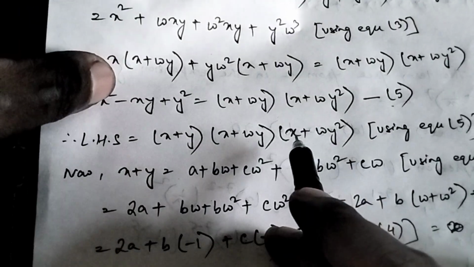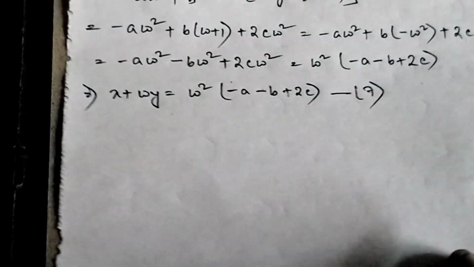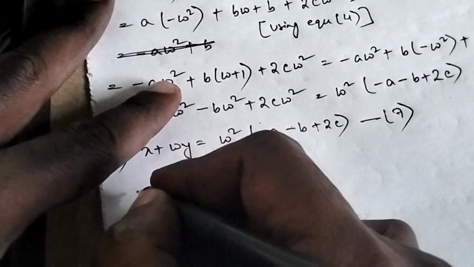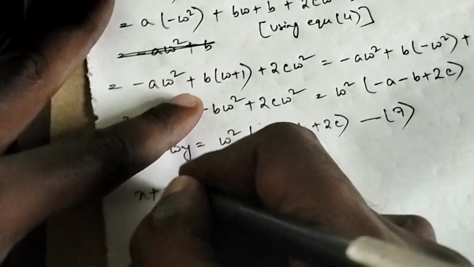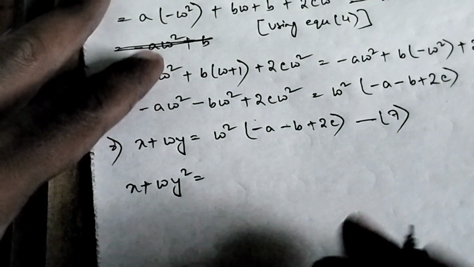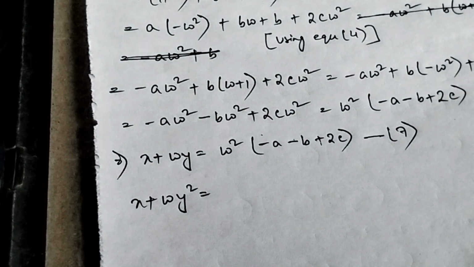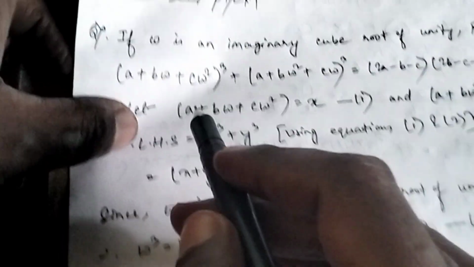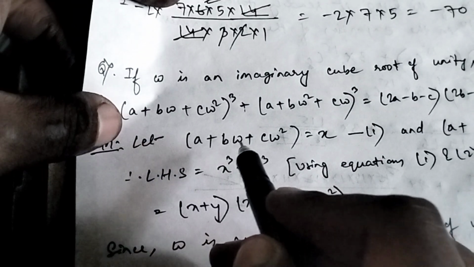Now what is left? X plus omega y square. Now we will solve this one. Again, what is x? Remember what is x? Equation 1: a plus b omega plus c omega square is equal to x.